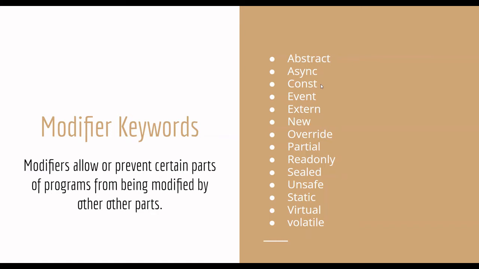Abstract is a keyword which you can use to define a class as an abstract class. You can define a class as an unsafe class. You can define a method as a read-only method, and there are partial class, override method, new object. These kinds of keywords are called modifier keywords.